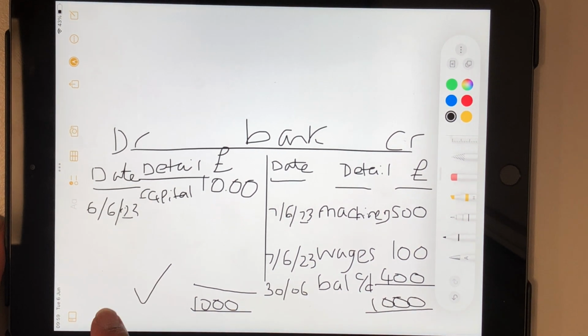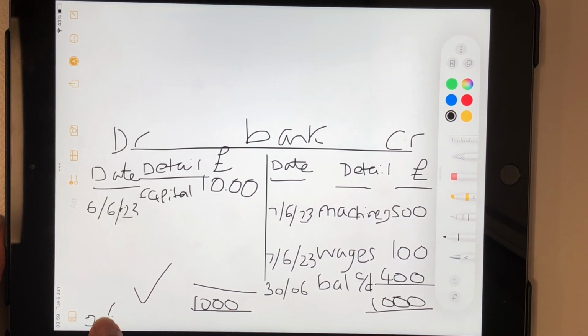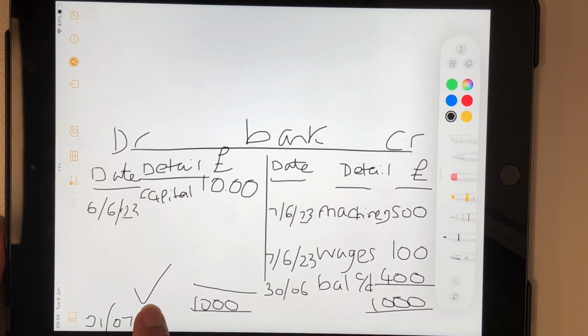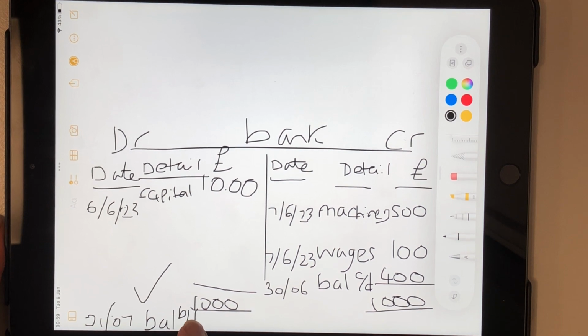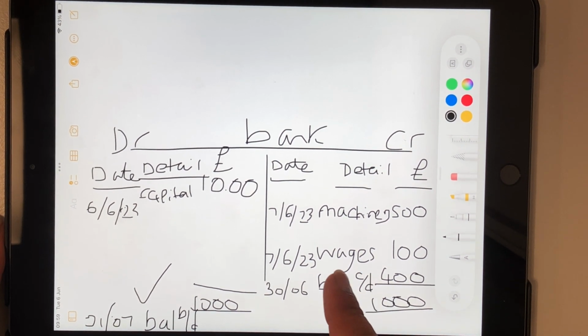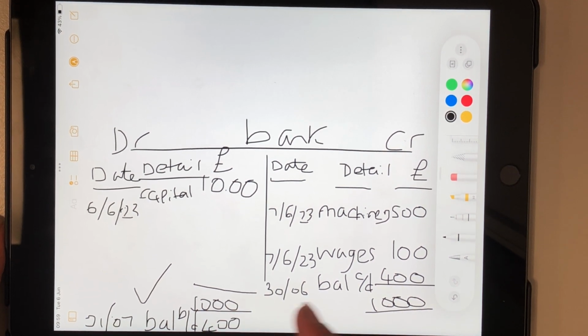What's the next day? 1st of July, 01/07. This is called balance BD, balance brought down. Carried down is at the end. Brought down is at the start. And if I ask you, if today is Friday, for example, and you have £400 Friday, what do you have on Saturday? You have £400. The balance at the end of one day becomes the starting balance of the next day.